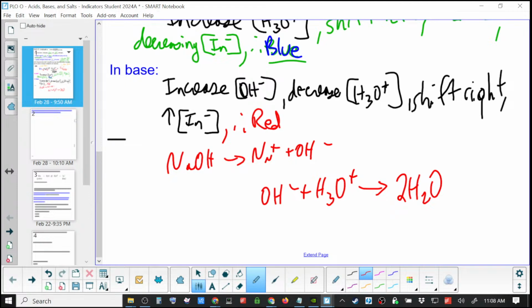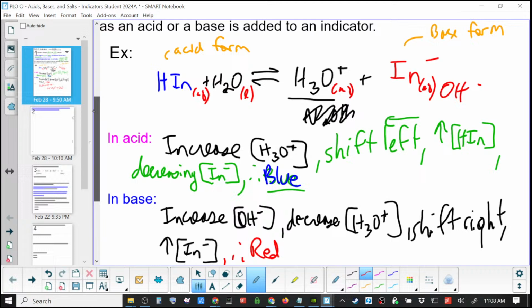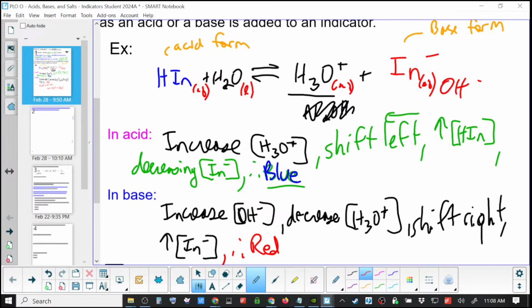Who was it next? Dylan? I was just saying that in the base one the acid's decreasing, so the more the acid decreases, the more red the indicator's going to turn. I thought it was the other way around. I thought acids were red and bases were blue.